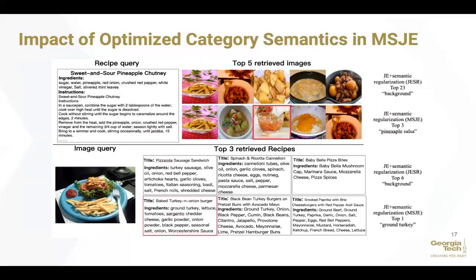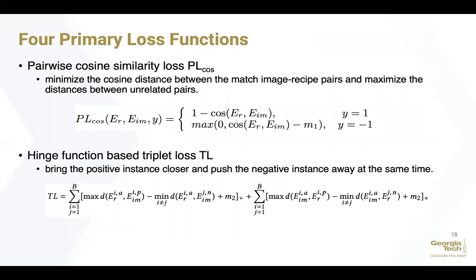A similar observation can also be found in the image-to-recipe retrieval results, showing that joint embedding with high-quality category semantics can yield better cross-modal retrieval performance. Next, we will introduce the combo of 4 primary and 3 auxiliary loss functions. Now we start with the primary loss functions.